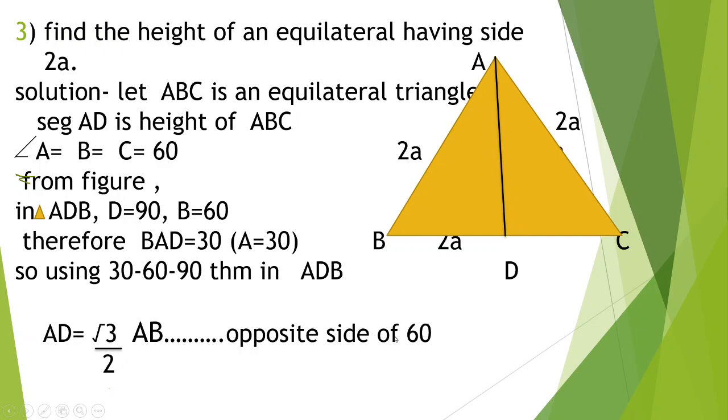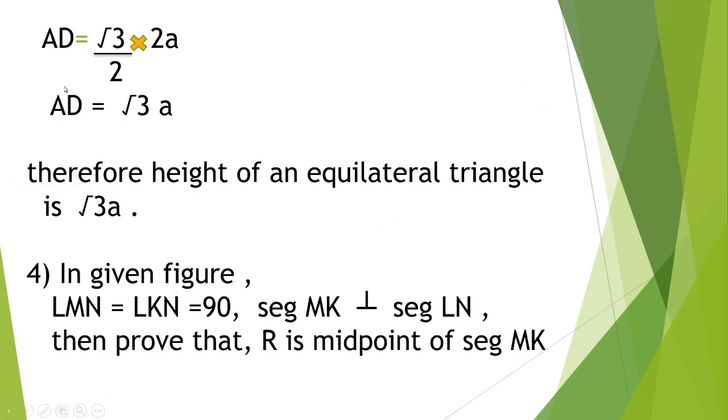Give the reason: opposite side of 60. AB is given, so put the value of AB in the next step. AD is equal to root 3 upon 2 into 2a. The value of AB is given as 2a. Then the 2s get cancelled, both the 2 and the 2 in root 3 upon 2. So in the next step AD is equal to root 3 into a.